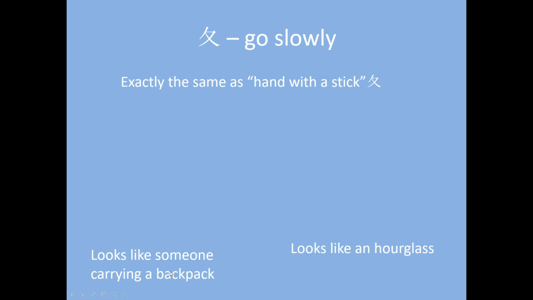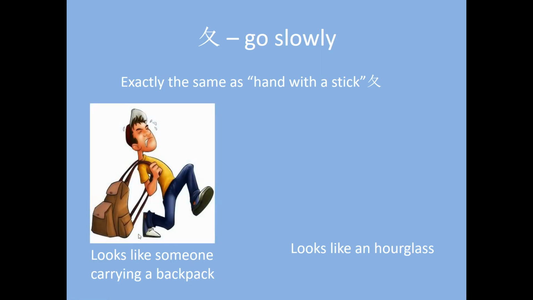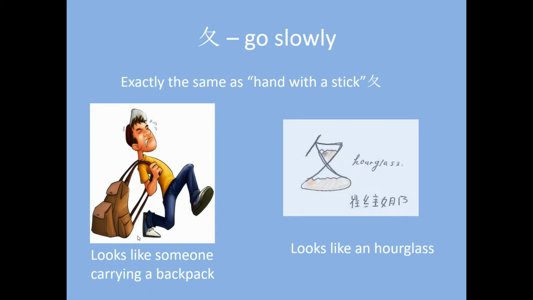We also need to see this go slowly radical. It's the same as hand with a stick, which we've seen before in characters like 做, do. But it looks like someone carrying an extremely heavy backpack, which forces them to go slowly. Or it kind of looks like an hourglass, which drips out time slowly.